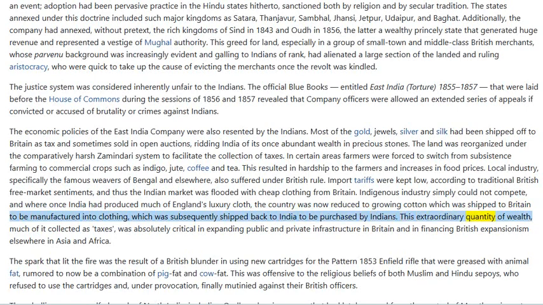This extraordinary quantity of wealth, much of it collected as taxes, was absolutely critical in expanding public and private infrastructure in Britain and in financing British expansionism elsewhere in Asia and Africa.